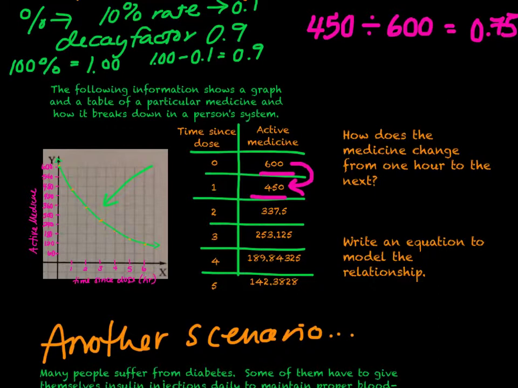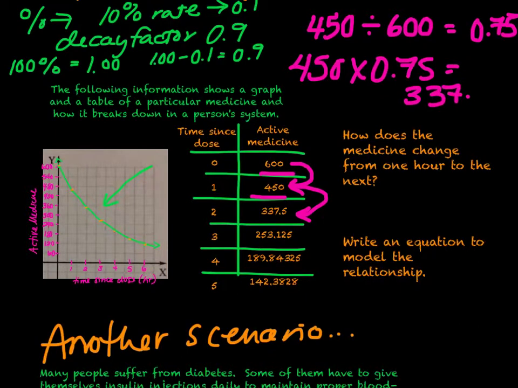So now let's see if that same growth or decay factor works for the next one. So if I had 450 and I were to times it by 0.75, I should get 337.5. So I'm going to write this down. 450 times 0.75. If this all works out, I should get 337.5. And that's exactly what we get, which is kind of cool. So our change from 1 hour to the next is essentially a decay factor of 0.75.